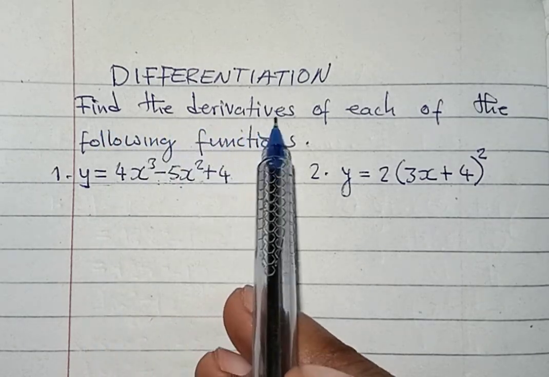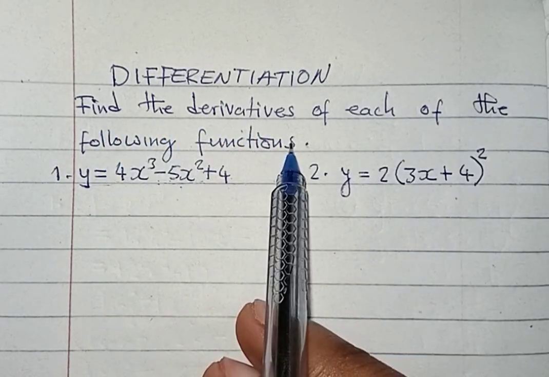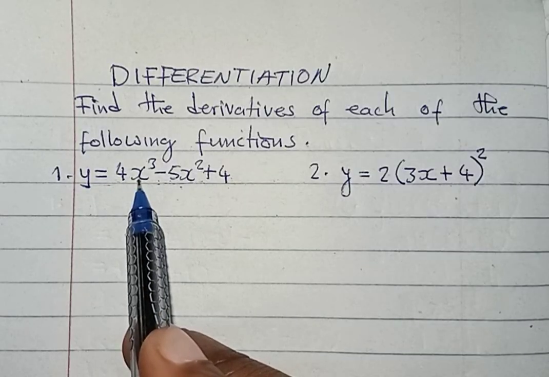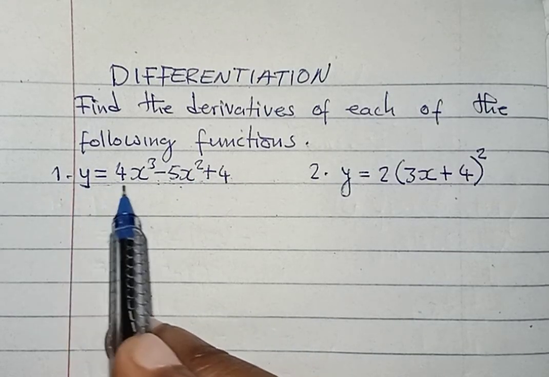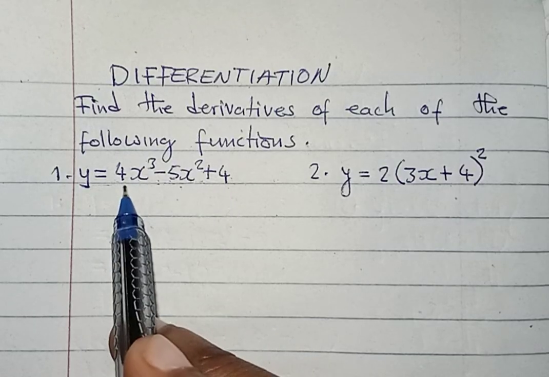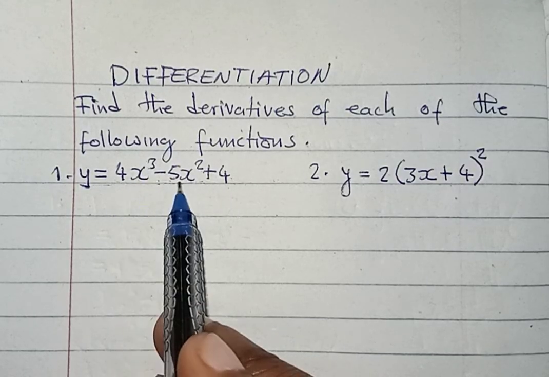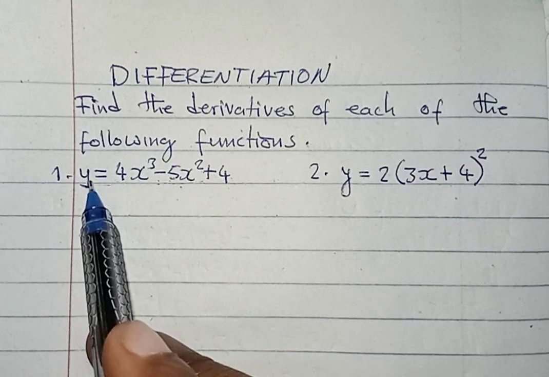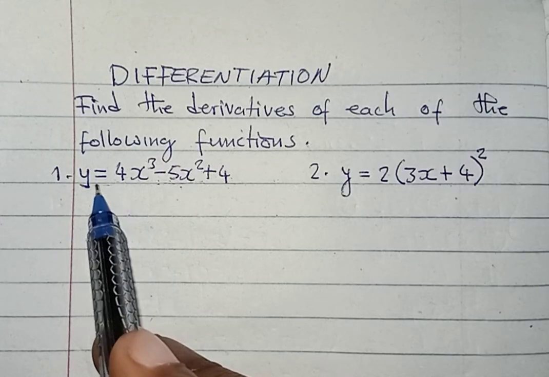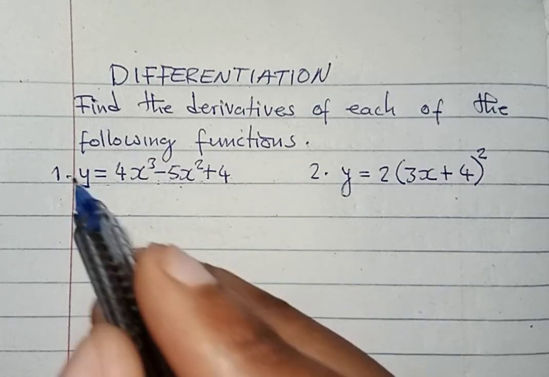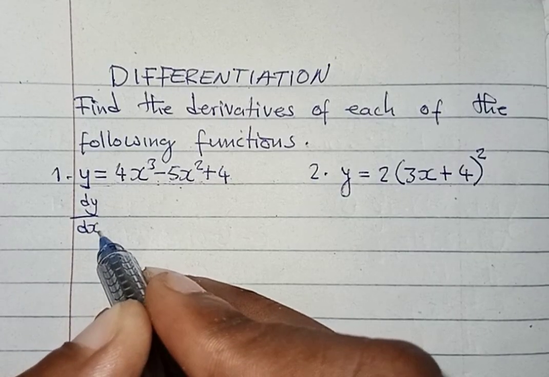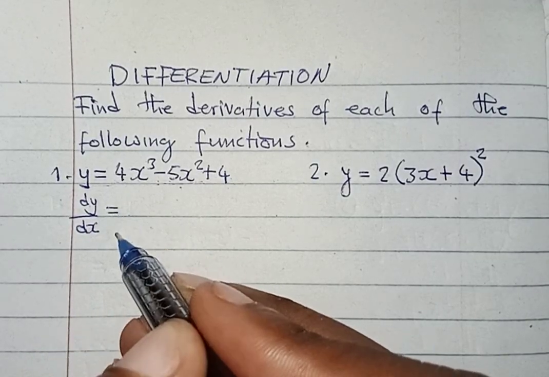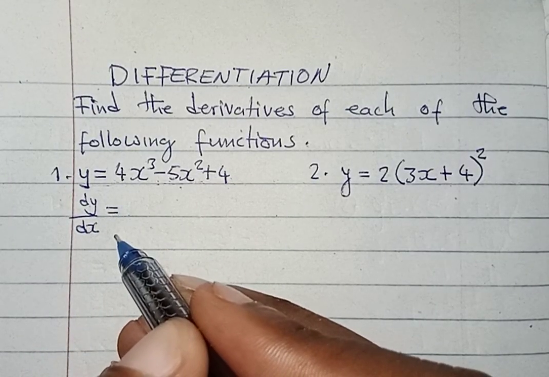Find the derivatives of each of the following functions. Y is equal to 4x to the power 3 minus 5x squared plus 4. This is a simple polynomial where x's are raised to certain powers. To find derivatives of such functions, we just introduce the notation dy dx and apply the power rule.